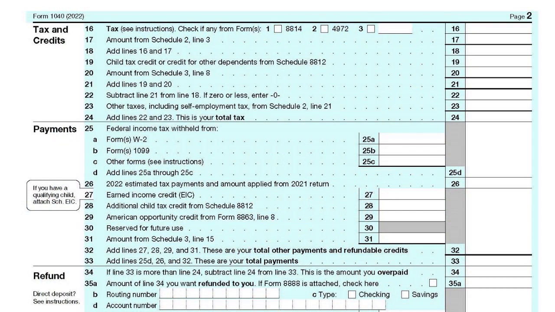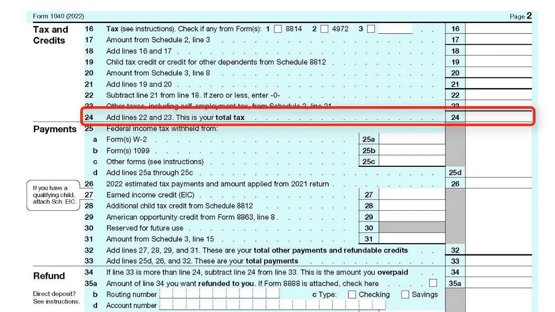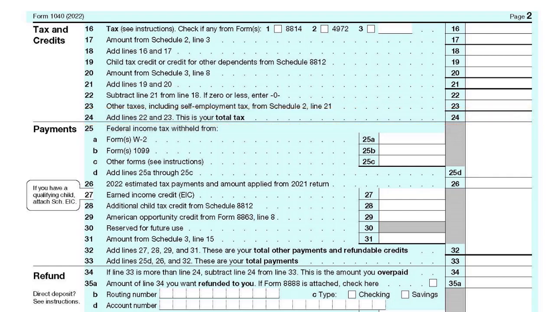Which takes us to line 24. And this is at the top of page 2 of the 1040, at the bottom of that first section. This is the tax that you will owe for that year. So we're looking at the 2022 tax year. The total tax includes federal income tax plus self-employment tax, less any credits that you may have received to reduce that tax. And a credit is different from a deduction.